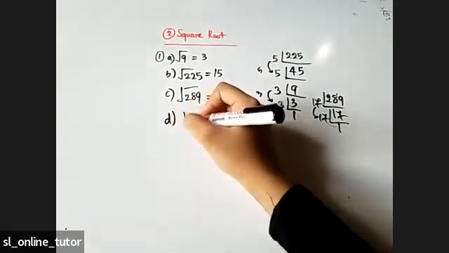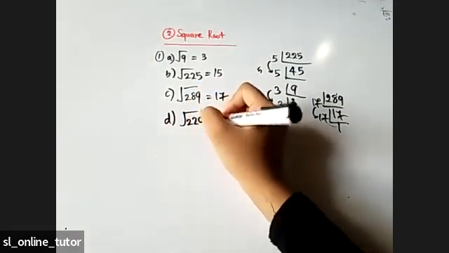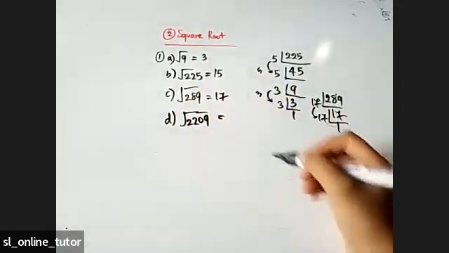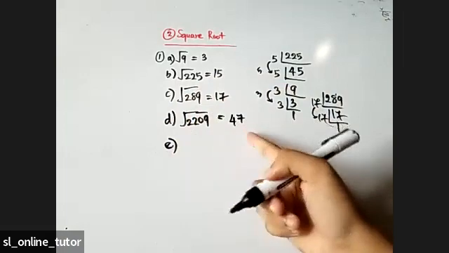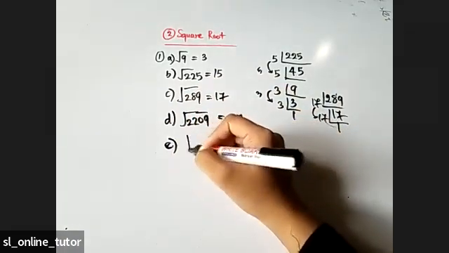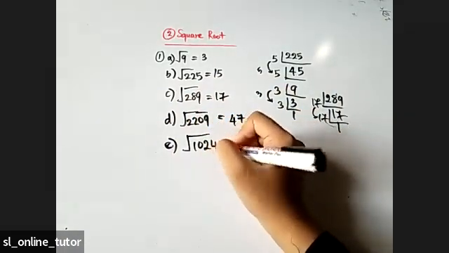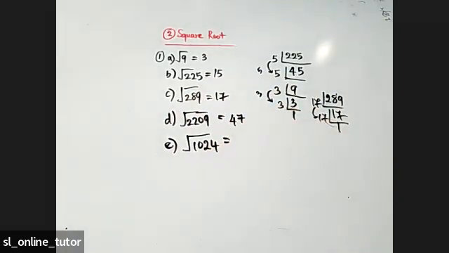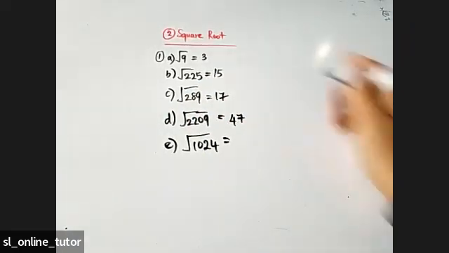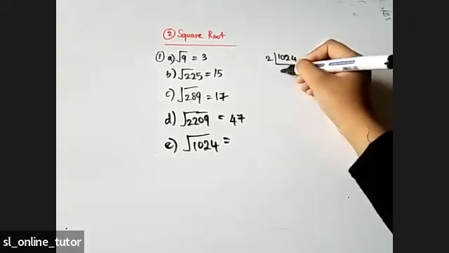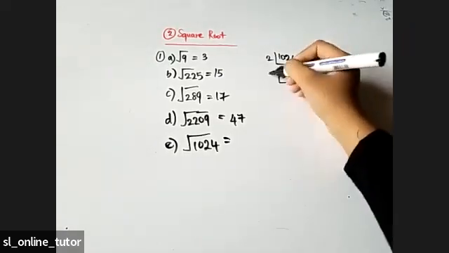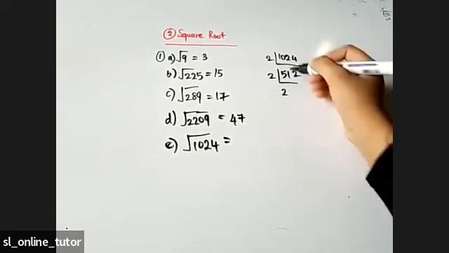D part. 2209. It's a large number. What is the square root? 47. Right? You have to get it directly. These are prime numbers. Okay. E part, 1024. This one you can take. I can show you. Right, 1024. The first prime number is 2, children. So you can get 512. Again, prime number 2. So how much do you get here?